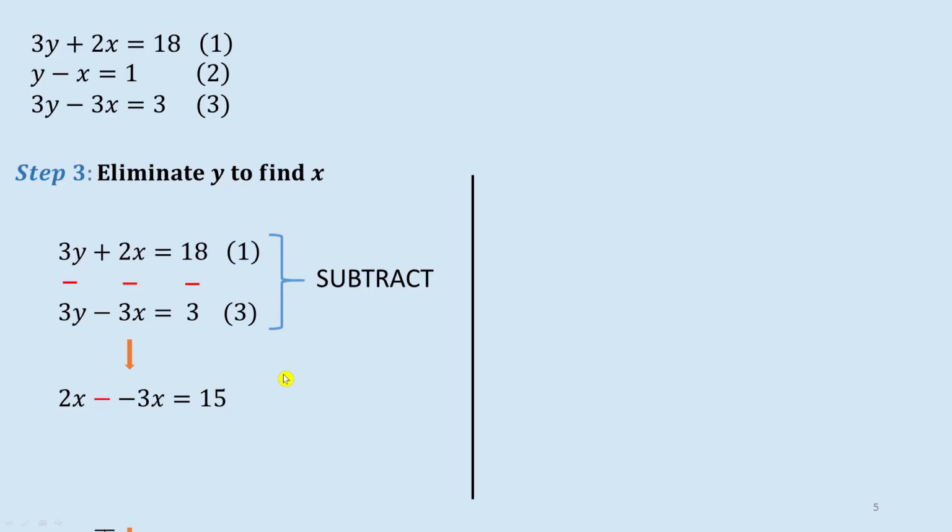So what do we do when we have a minus and a minus? We know it becomes a plus. So we have 2x plus 3x equals 15. So 2x plus 3x will be what? How many x's do we have? What's 2 plus 3? 5. So we have 5x equals 15.